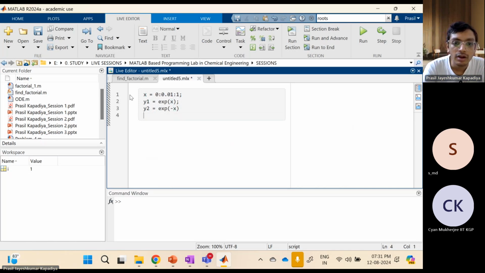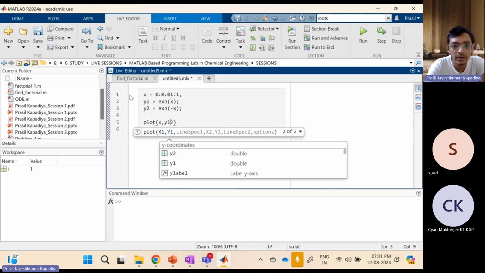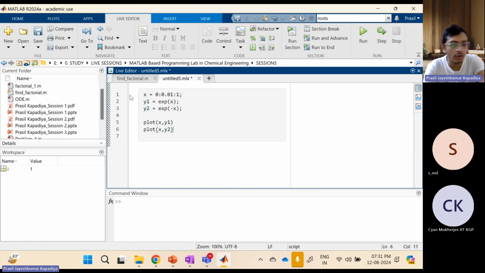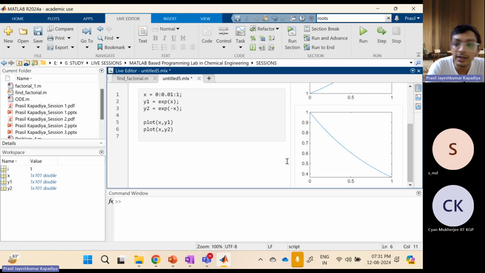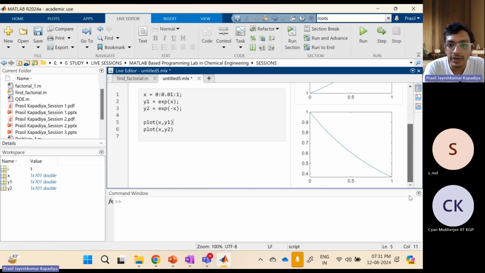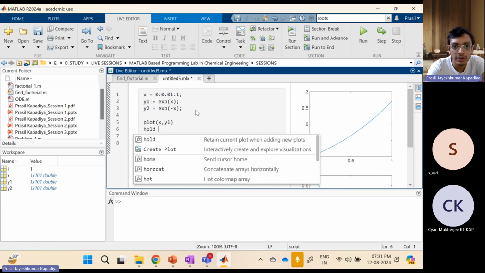Now I want to plot this. So I will write plot x comma y1 and plot x comma y2. Okay, and let's say I'm running it. So what am I getting, let's see. Here it is giving two graphs simultaneously, but when you are dealing with an actual script, it will not show two graphs. Yes, these two are different graphs, but let's say I want to put both the graphs in the same graph. So I will use the hold on command.